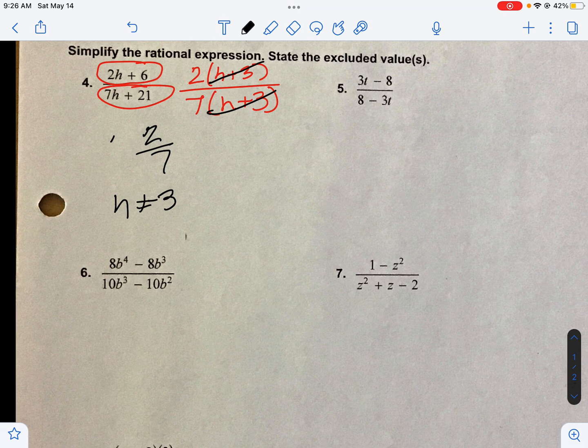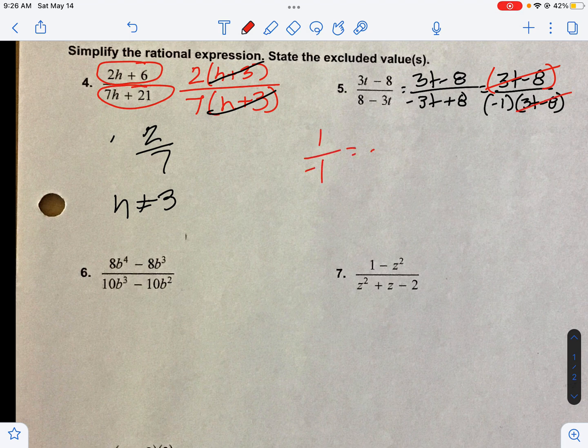Number 5, the very first thing I would do is write the denominator so that our variable is first. Now when I do that, the numerator and denominator are in the same form, and now I can see that the denominator is just off by a negative. So I would factor a negative out, and now I can see that I've got a 3t minus 8 and a 3t minus 8, so that would leave me with 1 over negative 1, which would just give me negative 1.